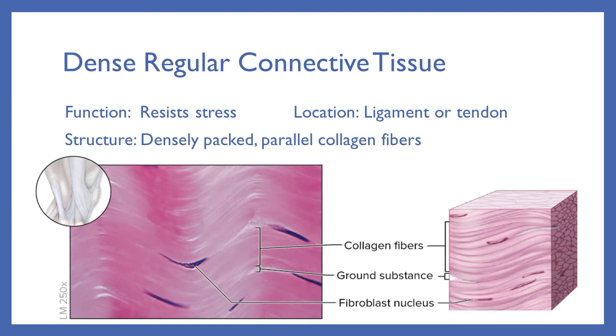The first type is dense regular. Dense regular is named because of the density of the collagen fibers. It is basically 99% collagen fibers with a tiny bit of ground substance just visible, and a few nuclei crammed in there too from the fibroblasts, but they are surrounded and squished in between the collagen fibers.